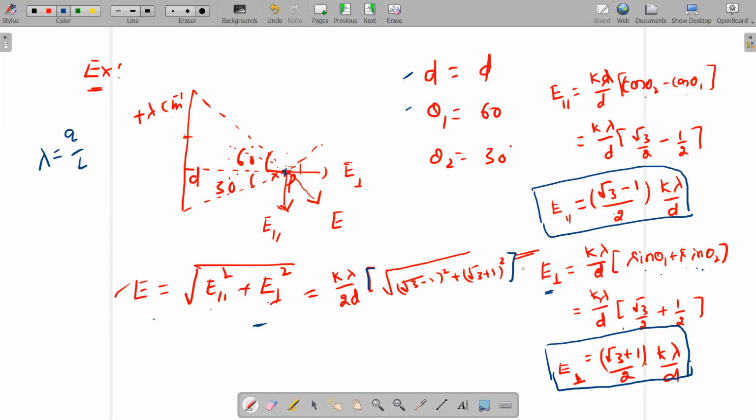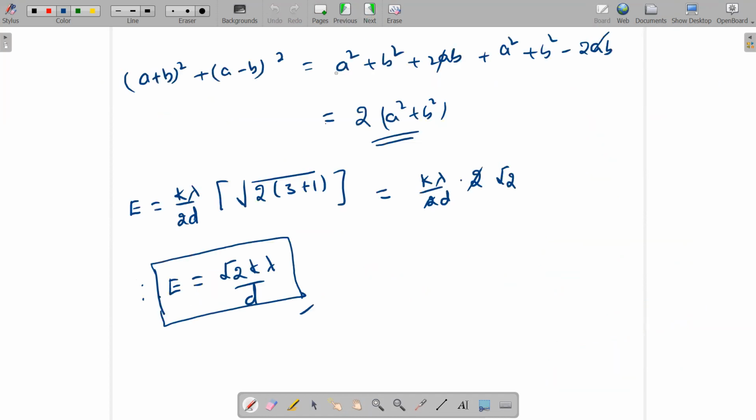By substituting these values in the final expression, K lambda by 2D is common in both the terms. I'm taking K lambda by 2D out. K lambda by 2D into square root of this square plus this square, and it is in the form of A plus B whole square plus A minus B whole square.